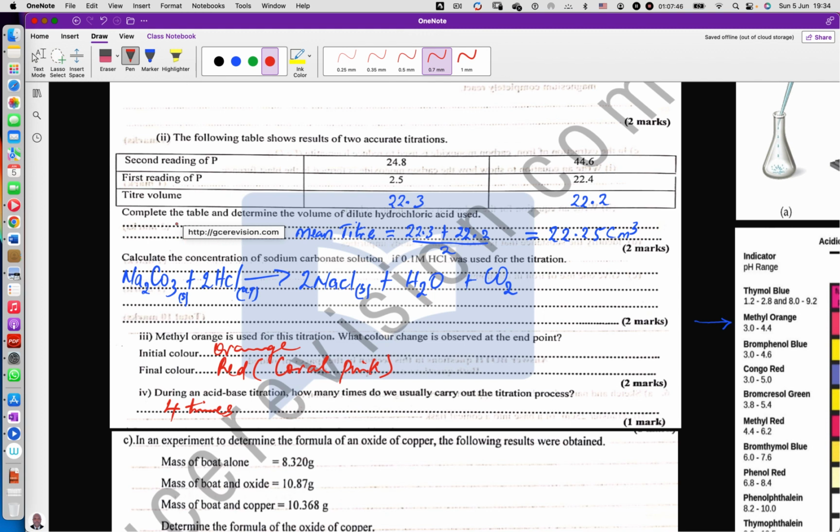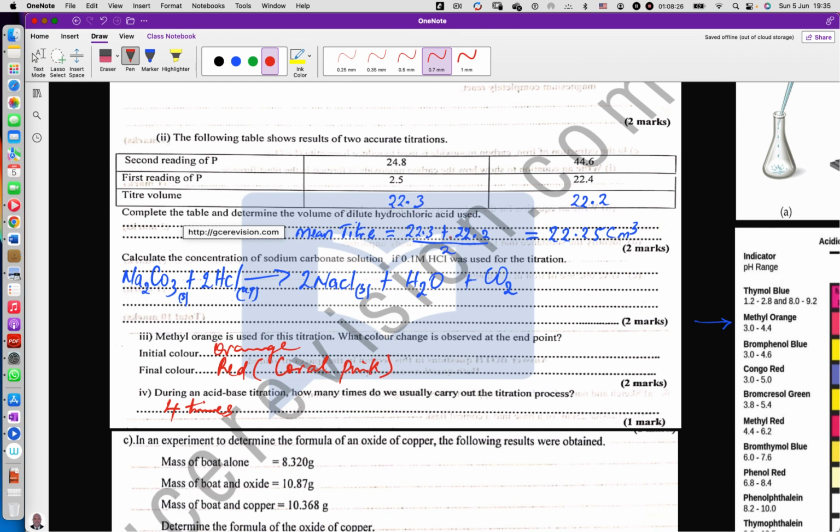Okay, complete the table and determine the volume of the dilute hydrochloric acid. You cannot take the volume of this one titration, or of this second titration. What you will do is look for an average. We call it the mean titre, an average titration. So the mean titre of this will be this value and this other value divided by 2.